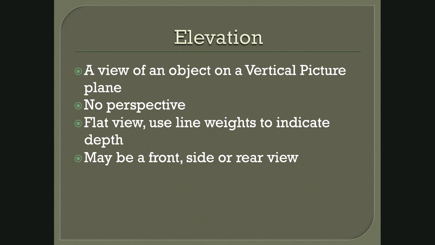We use line weights to indicate depth. So what's farther away is lighter, what's closer is heavier, and that's how we indicate depth in elevation drawings. So it can be front, rear, side, whatever part you'd like.